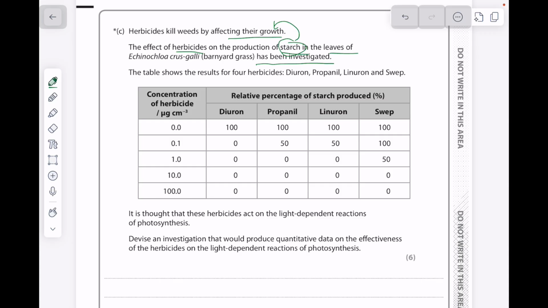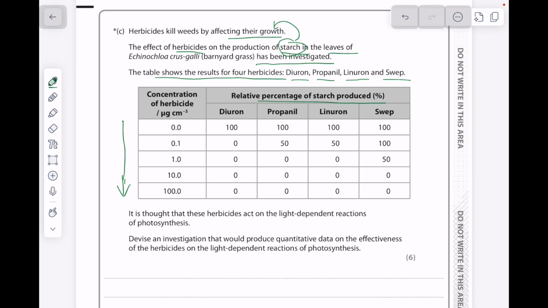Or starch can be broken down to release glucose for respiration, which can then be used to provide energy for the growth of the plant. The table shows the results of 4 herbicides: diuron, propanil, linuron, and SWEP. Okay, so we've got the concentration increasing of each of these herbicides and the relative percentage of starch produced.